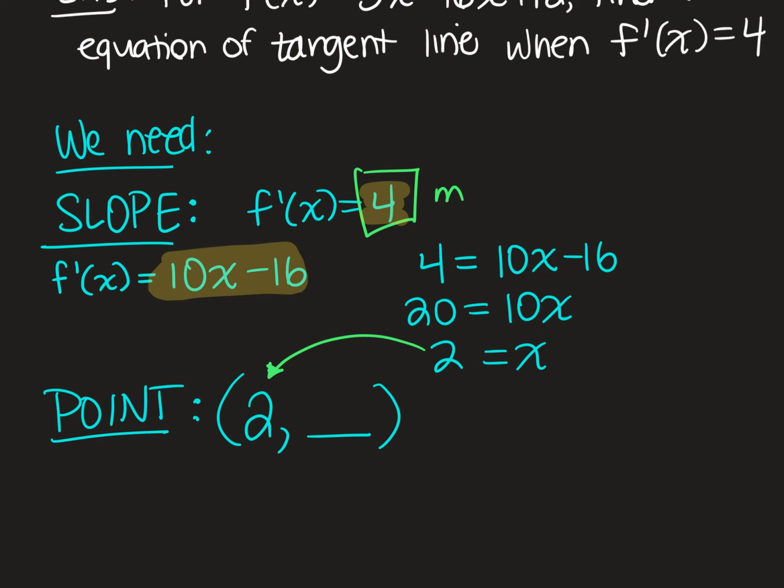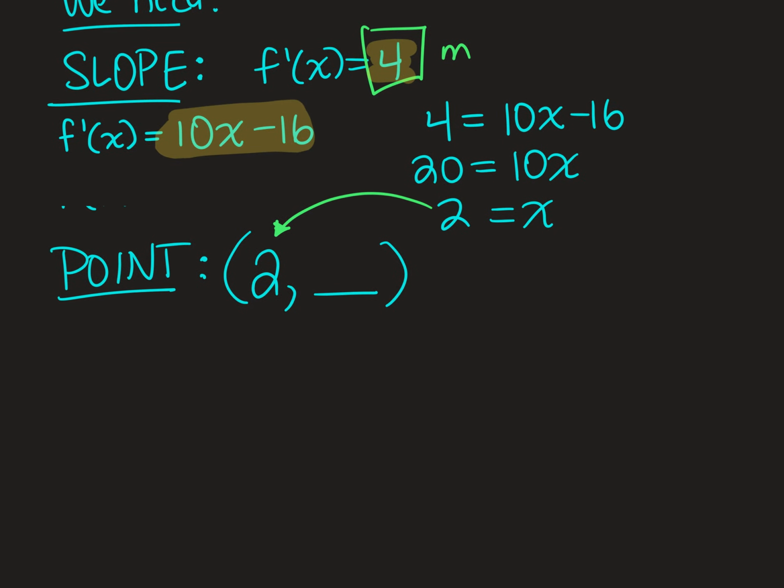Well, now it's a lot like what we did in the previous problem, where once I know the x coordinate, I can find the y coordinate by doing what again? Plugging it into what? The original. Good. We want the output for the original function. So that would be f of 2 equals 5 times 2 minus 16 times 2 plus 12.